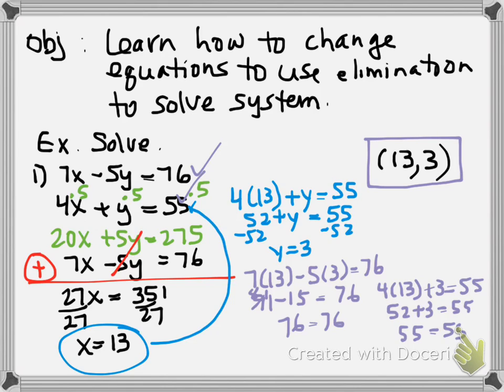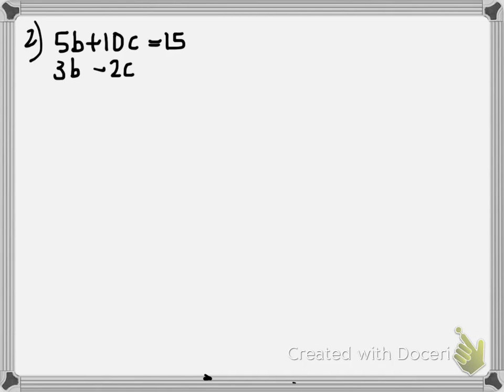All right, let me talk to you about a second problem. And this problem has a lot of different ways to solve it, and we're going to explore all of those different ways, just so you can see how things get done. So, second problem, we've got 5b plus 10c equals 15, and we've got 3b minus 2c equals negative 7.